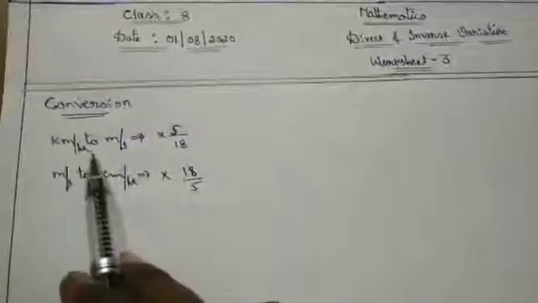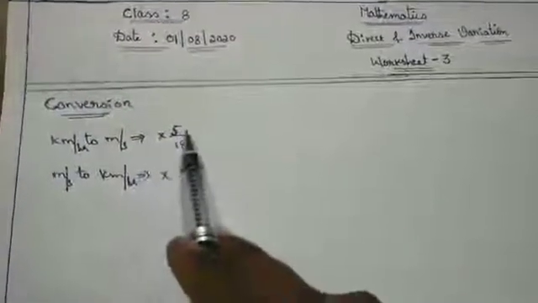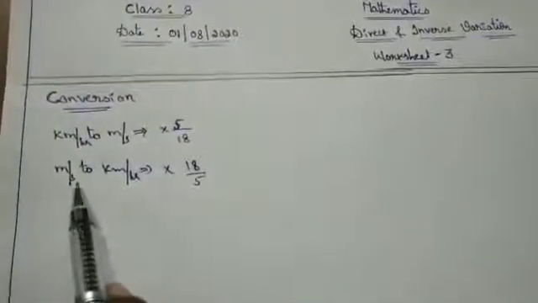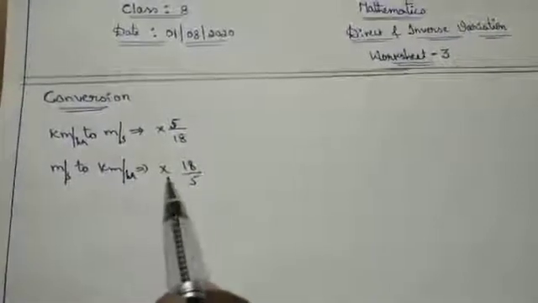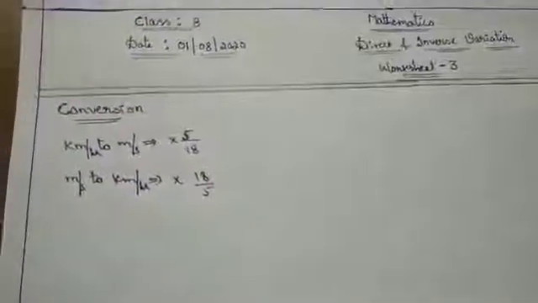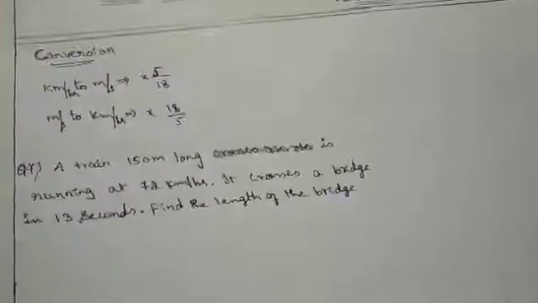To convert kilometer per hour into meter per second, the speed should be multiplied by 5 by 18. If meter per second is given and you need to convert to kilometer per hour, then you need to multiply the speed given by 18 by 5. This conversion also we discussed in the previous class. We also solved the first 6 questions. Now we'll go to the 7th question.